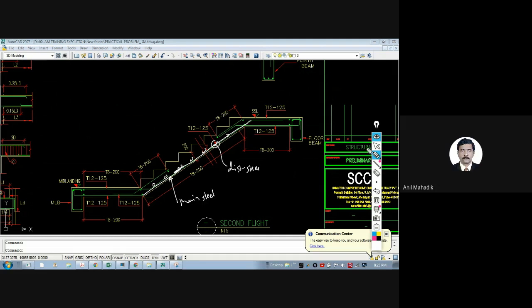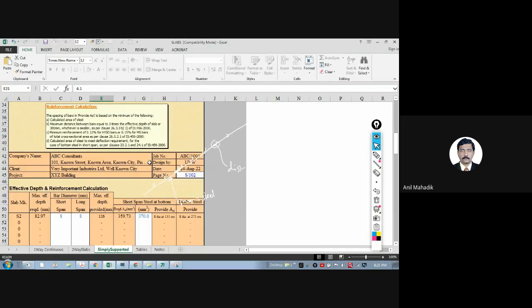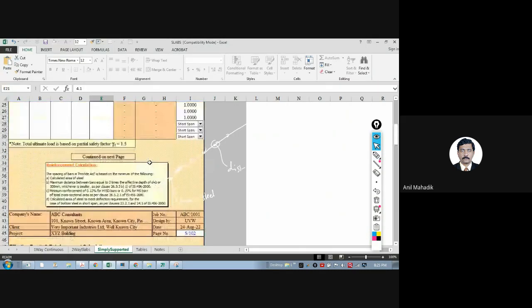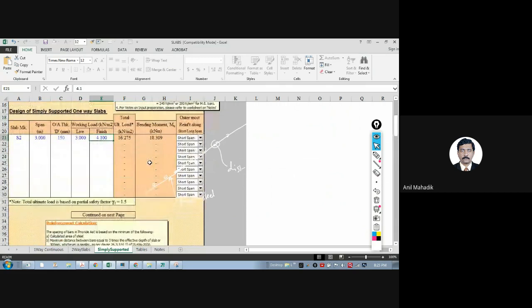Even though the sheet is saying otherwise here, please try to understand. Therefore I generally say don't look at the words always, please understand the meaning. So now will I consider the long span or the short span for the outermost reinforcement? It will be the long span, because I want main steel, and this sheet doesn't understand whether it is a staircase or what.